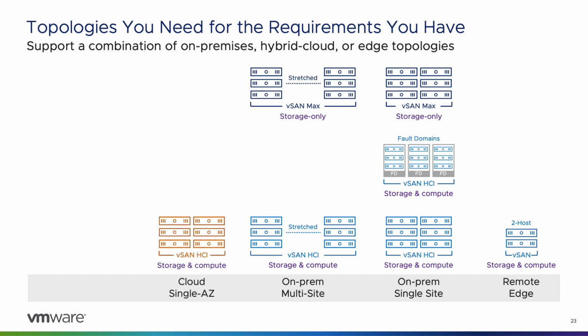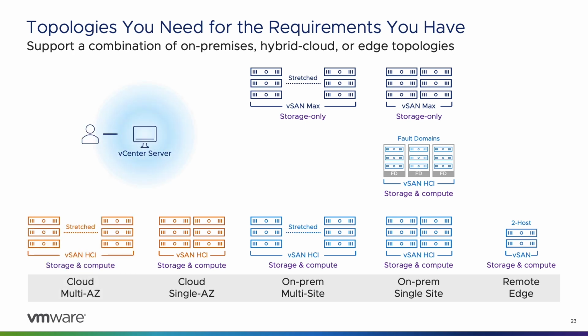vSAN can not only run on-premises in a variety of configurations, but can also run just as easily in the cloud, ensuring that you have a common platform across all environments. And lastly, vSAN Max provides the ability to provision storage-only clusters, meaning that you can take advantage of all the benefits of HCI while using vSAN to provide a dedicated storage cluster for your other vSphere clusters.